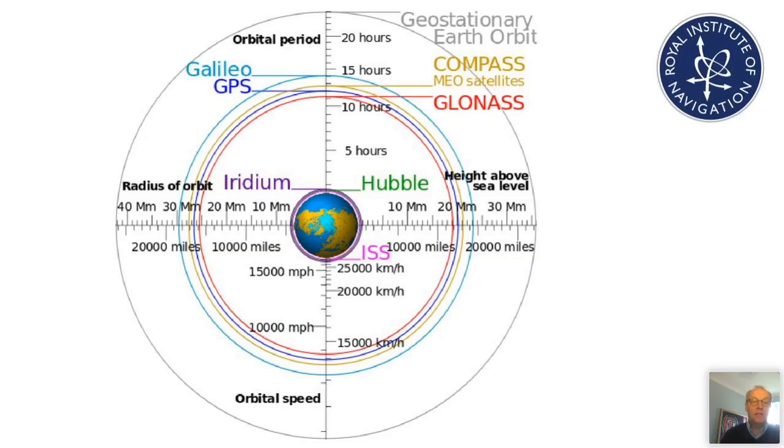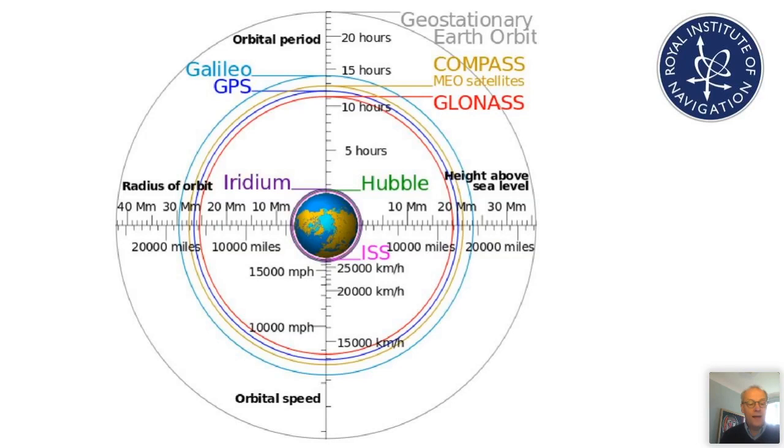The GPS satellites and the other GNSS satellites are not geostationary. So they are in what's called medium Earth orbit. And as indicated by this diagram, you can see that the orbits are not all the same height above the surface of the Earth. But in round figures, it's 20, 21, 22, 23,000 kilometers.